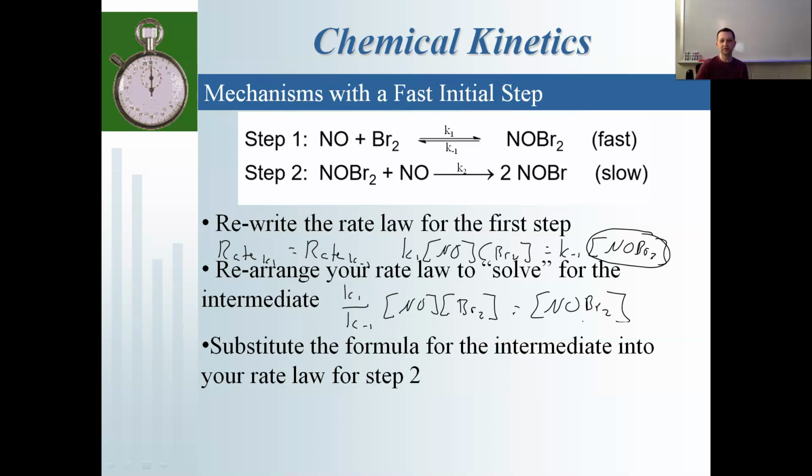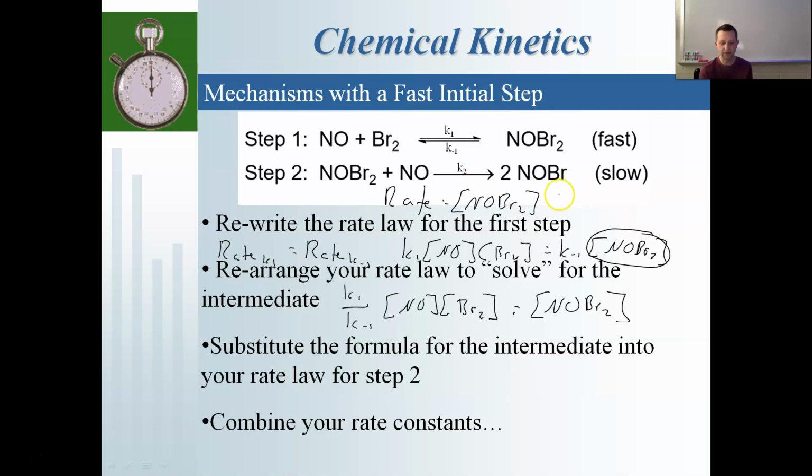The last step is to substitute the formula for the intermediate into your rate law for step 2. We still have to write our rate law for step 2, but the intermediate's not allowed to be there. So we're substituting the intermediate into that rate law for the second step. The rate law for step 2, if you remember, was simply rate equals NOBr2 times NO. I know you have this on your paper already, but I'm rewriting it here because it's a different slide. Now let's substitute that into where it says NOBr2 in your rate law up here.